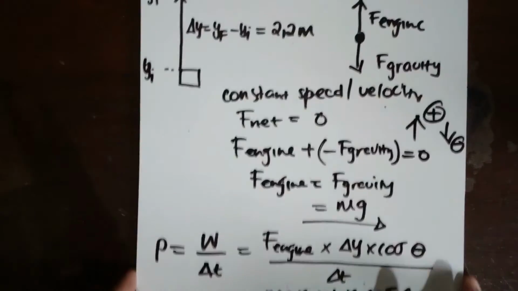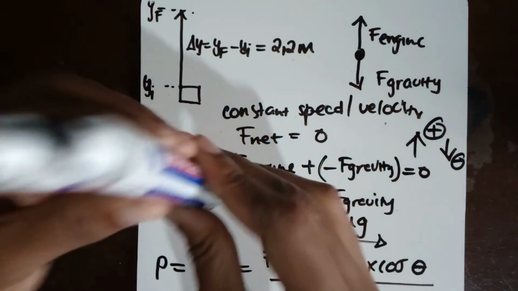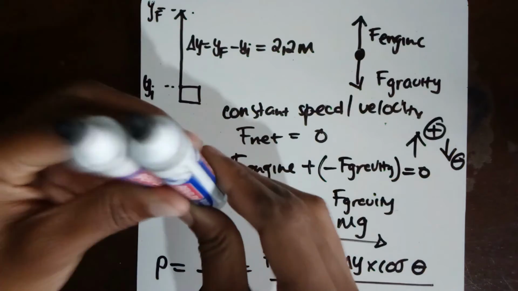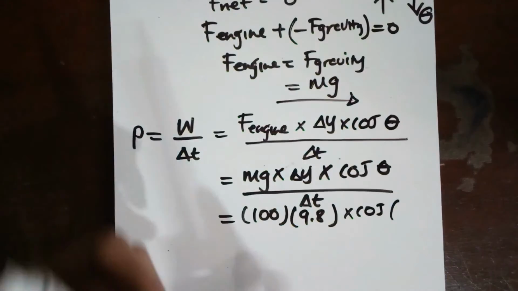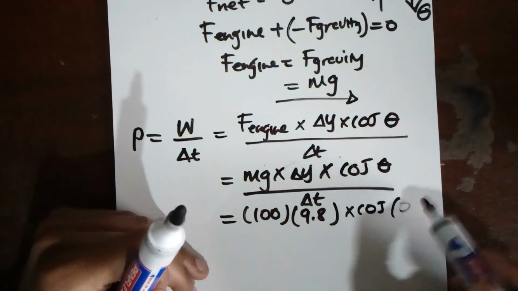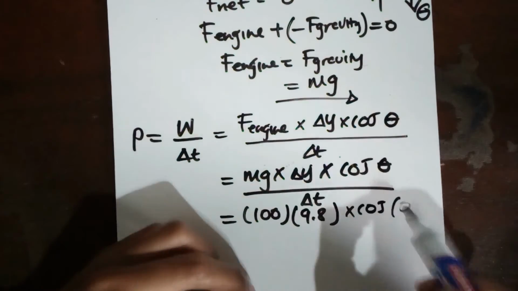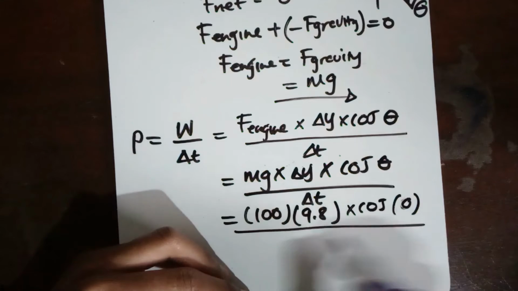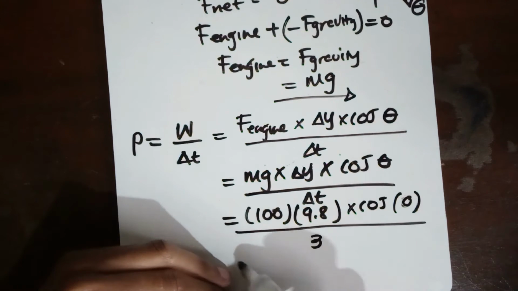here. We draw it here. They are both in the same direction. The angle between them is 0. So meaning that theta here will actually be 0. So 0, and then this entire thing divided by 3.